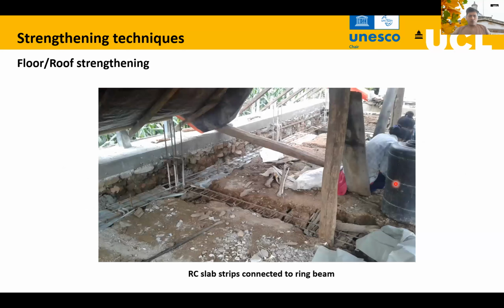On the same roof and floor strengthening side, for example, this floor is a timber joisted floor with a topping, and here you can see this is retrofitting. There are slab strips installed at certain intervals, and they are connected well to the ring beam and to the vertical strong backs. So we stiffen the floor and improve its connection with the walls.